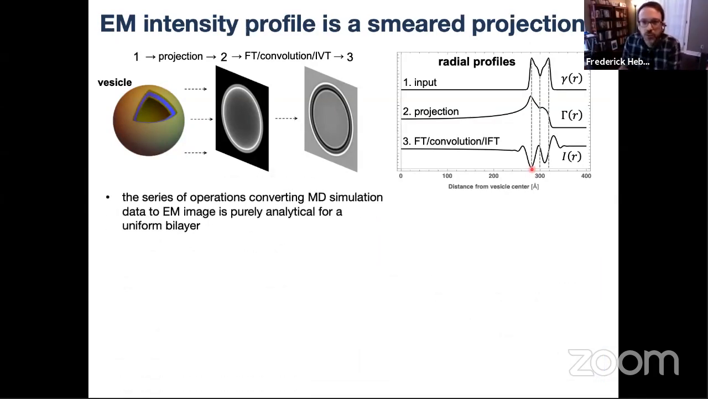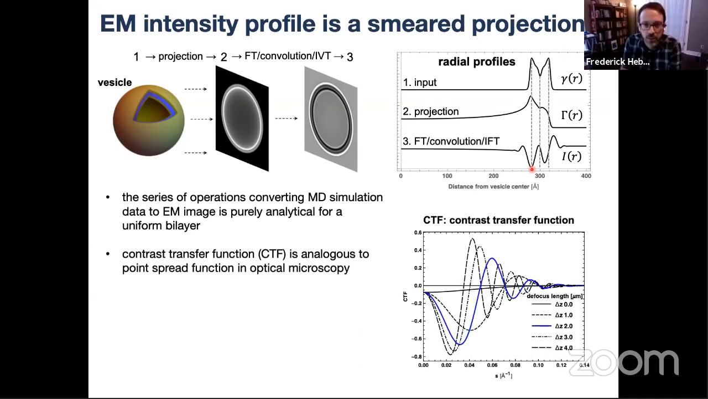The first point is that for a uniform bilayer, all these operations are mathematical. They're purely mathematical. It's just a calculation that we do. The second point I already mentioned is that the contrast transfer function is analogous to a point spread function in optical microscopy. It basically just resamples the spatial frequencies in the image.